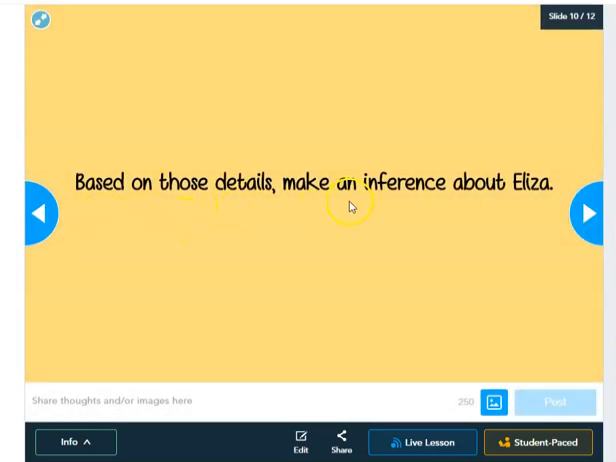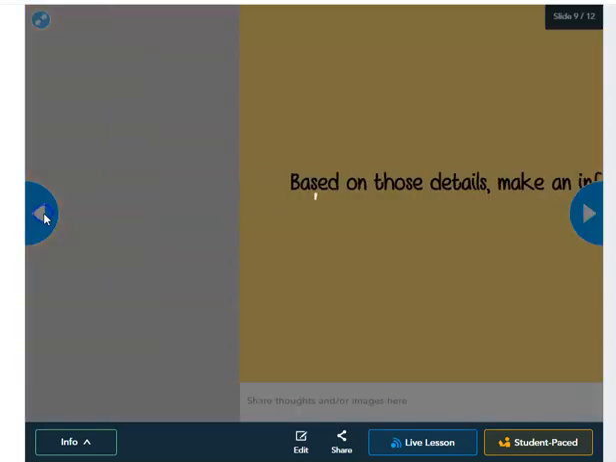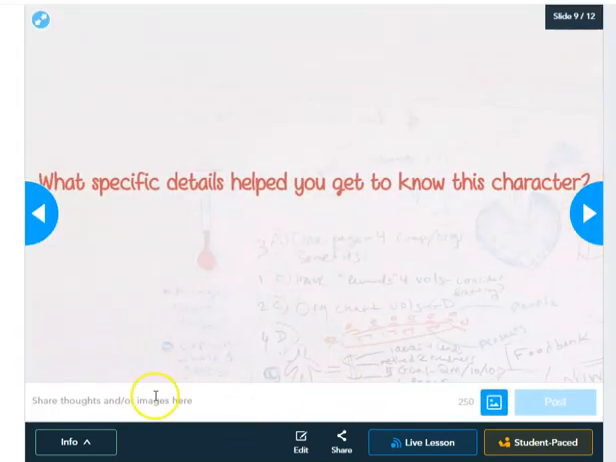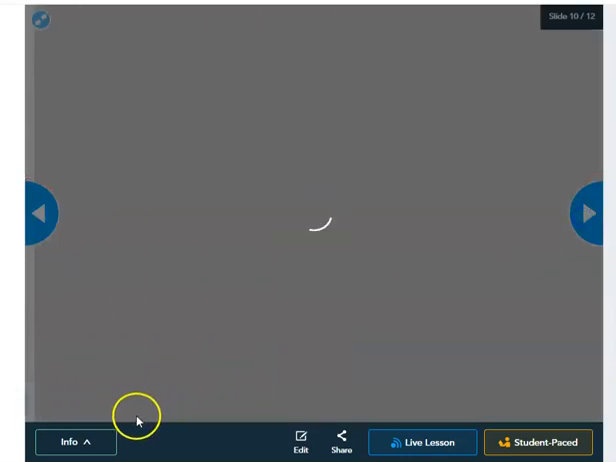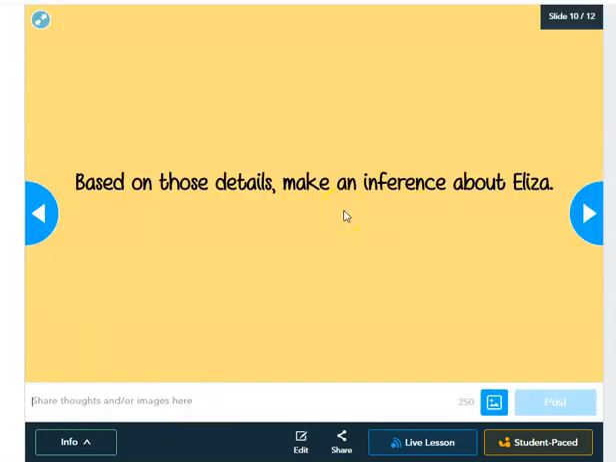Based on those details, make an inference about Eliza. So if you talked just about the specific details here and a little bit of what you thought, here's where you can go deeper. So what do you think is going on? I think she is dealing with, I think her brother is, what's going on with her life? What's going on with her as a person? So there's not going to be any more details here. There's just going to be your inferences. And same thing as before, you can also include a picture and then make sure you hit the post button.